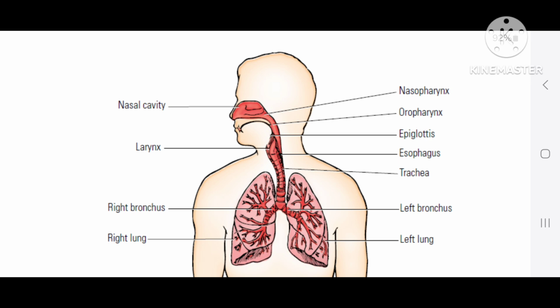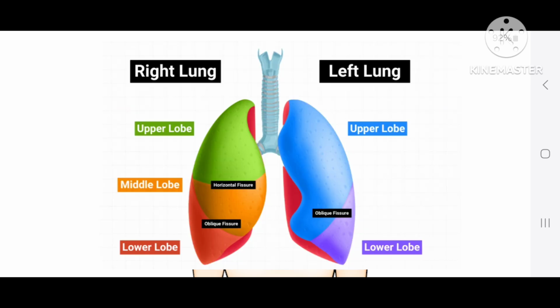And you should know about the lungs in a little more detail. The lungs are made up of different lobes. The right lung is made up of 3 lobes: upper lobe, middle lobe and lower lobe. And the left lung is made up of only 2 lobes, upper and lower lobe. In total, both the lungs have got 5 lobes.